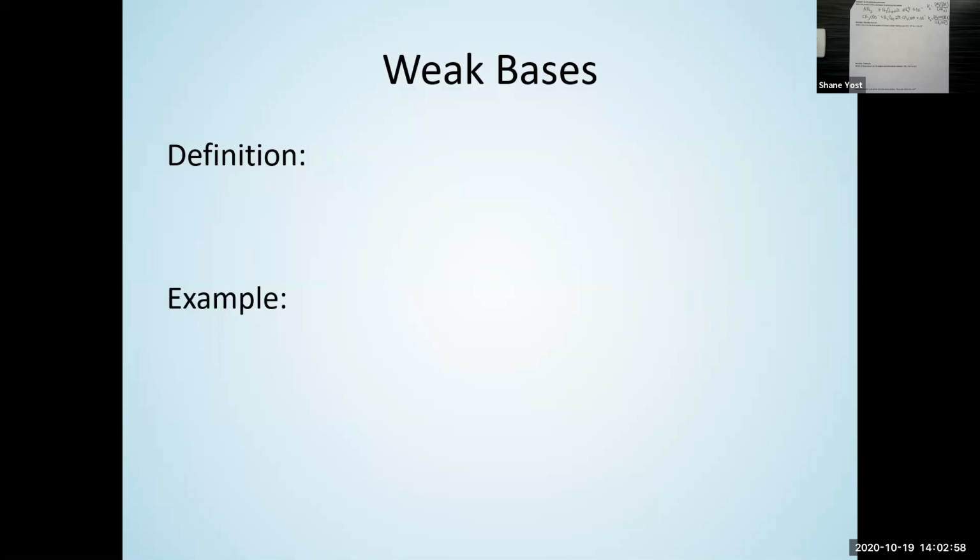So I guess we did start talking about weak bases. A weak base is just a base in solution that does not fully dissociate. Strong acids, strong bases: 100% dissociation. Weak acids, weak bases: partial dissociation. Typically, a very small percentage of the weak acid or weak base dissociates in solution.